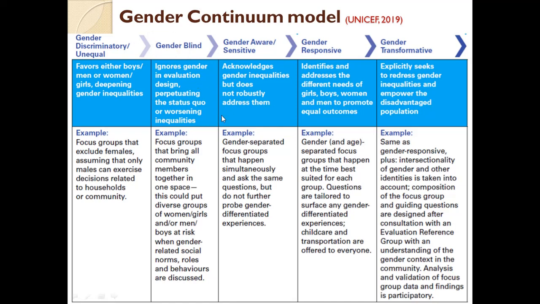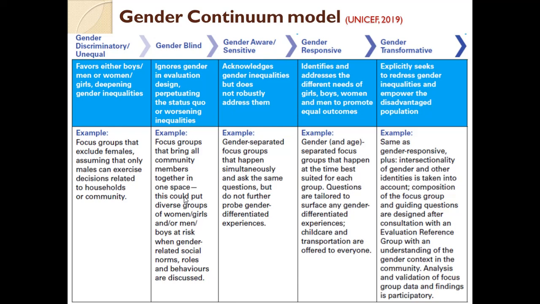Then you have data collection processes of evaluation that are gender blind. Those data collection methods or processes that ignore gender in evaluation design, and therefore perpetuate the status quo or worsen inequalities. And an example is that, for instance, you have a focus group discussion as a data collection method during evaluation that brings all community members together in one space. Of course, this could put diverse groups, or women and girls, boys at risk.